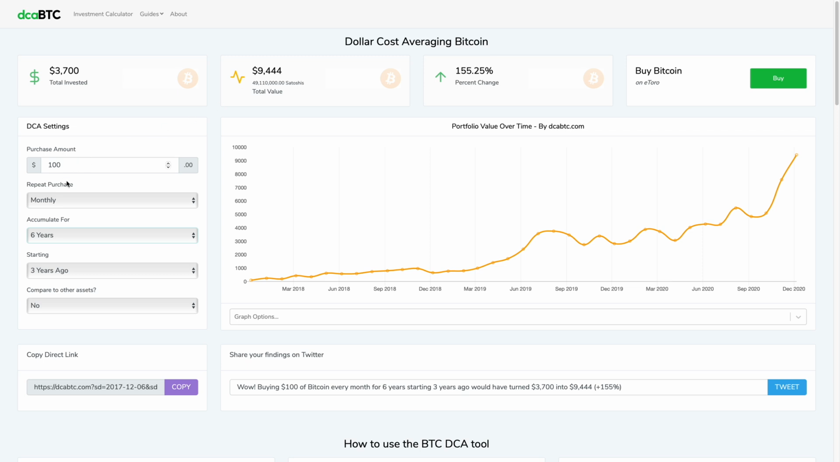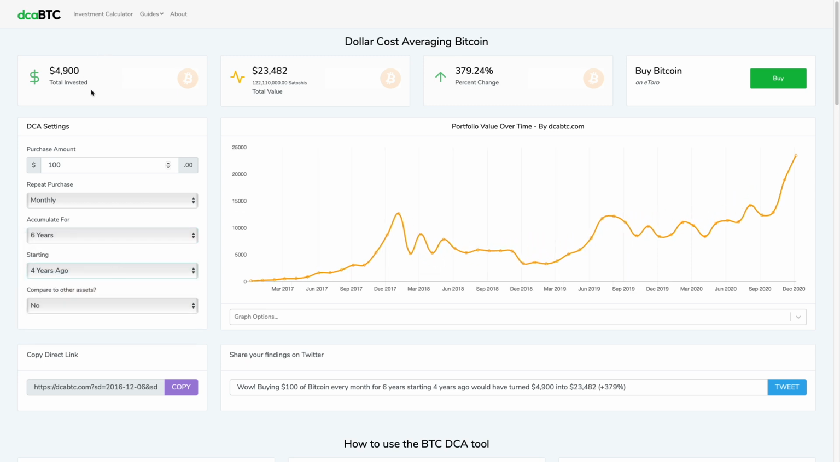So if we look over here, this is the accumulate for, and then we have a starting. Now for myself, I'm a little bit not sure as to why there is a difference between the accumulate for and the starting. I thought that would be the same, but it's not apparently. So if I change this up, we'll go to 4 years, you can see that the total invested had changed, but I don't know how you can accumulate for more than when you started. So I'm a little confused about this part over here, but other than that, let's take a look over here.